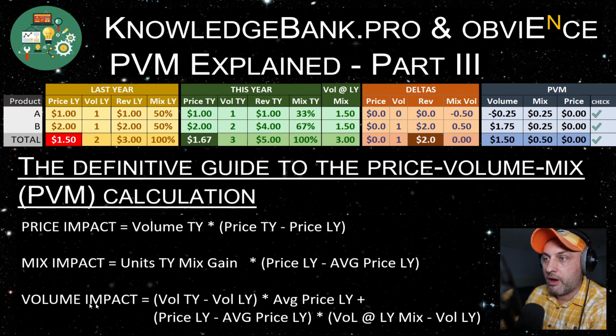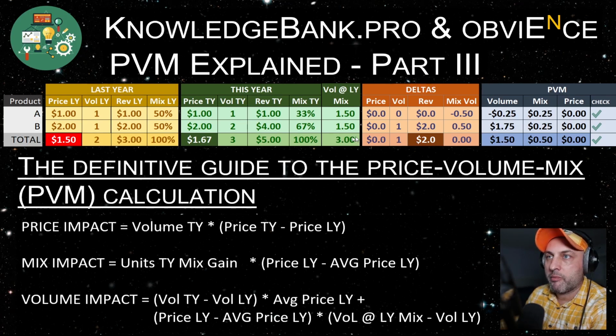As you can see, the volume impact formula is a little bit complicated, and the reason it's complicated is because we want to calculate the volume impact that not only totals correctly, but also nets for every individual product. In my prior video, the formula that I was trying to explain was that you do the difference in volume, and then you multiply by average price last year, and that'll give you your volume impact. That is correct at the sum.